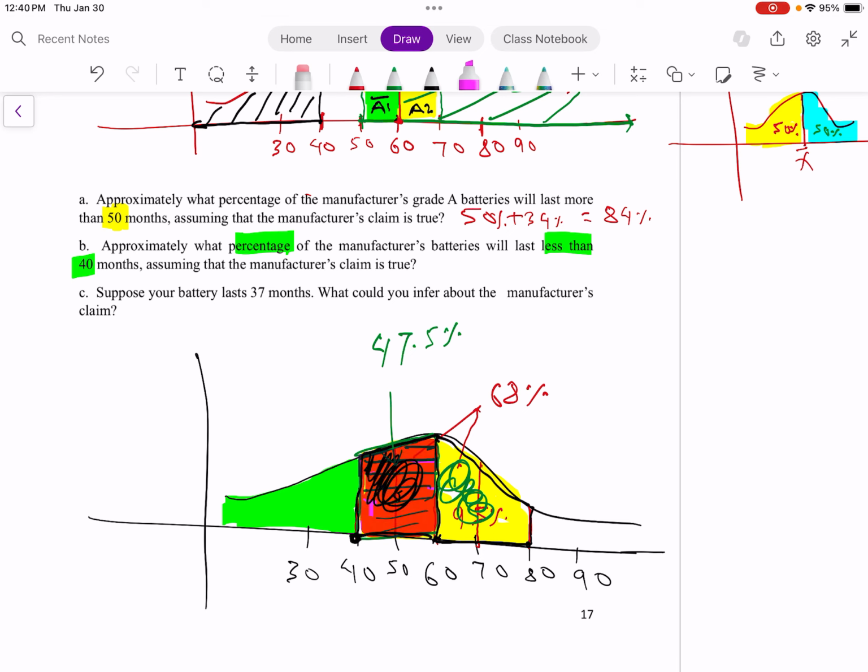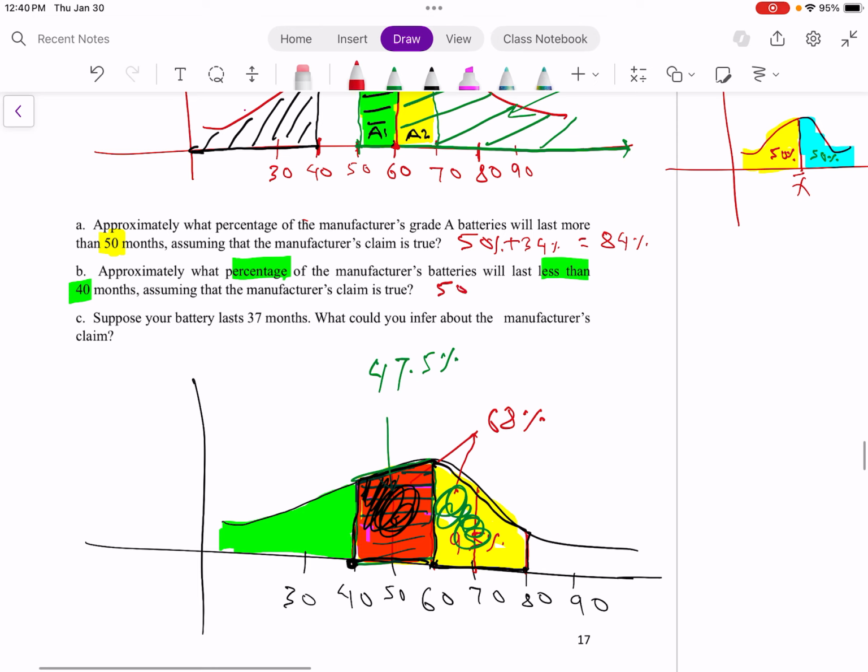Now, can we find the green region? What percentage of measurements do we find on the left of 60? From 60 all the way to the left is 50%. From 60 to 40, that is 47.5%. Now what will be this region? 2.5. How do we get that? You subtract the red region from the total 50% region, and we get the green, right? So 50 minus 47.5.